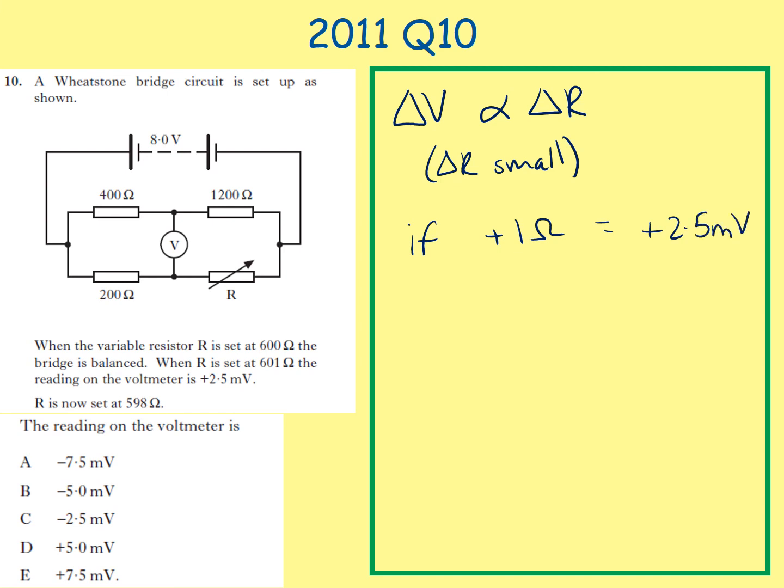then going from 600 to 598 ohms, i.e. taking away 2 ohms, that is equal to negative 5 millivolts. So one step is 2.5, negative 2 steps is minus 5. That is an answer of B.